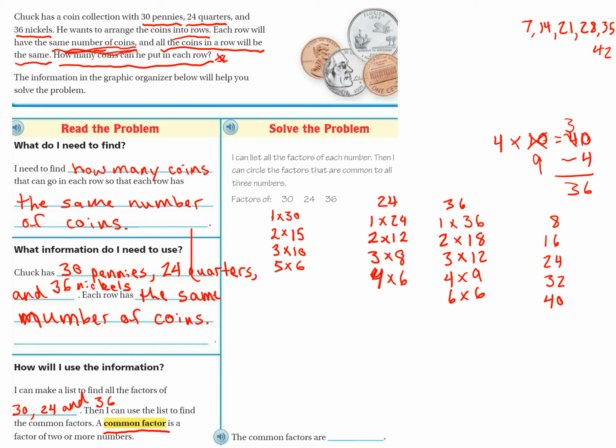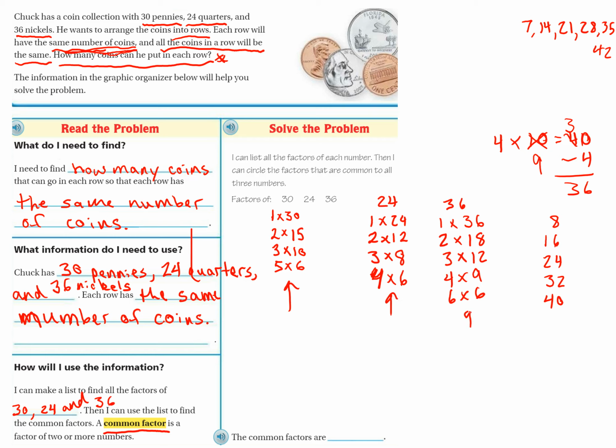What about 9? Well, yeah, 9 will work, but I already found it. See, it's right here. So once I get back around and I start finding numbers I already found, I know I'm done. So now I found all the factors. So now I just need to find the common factors. So I start looking in each one of these rows for numbers that they have in common.